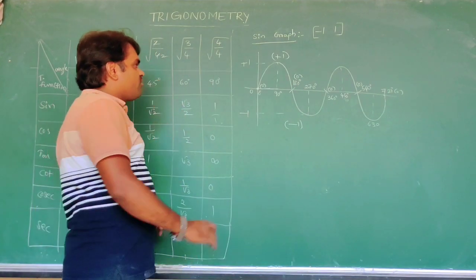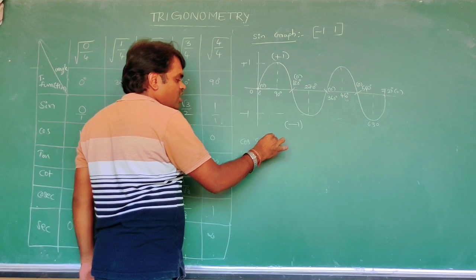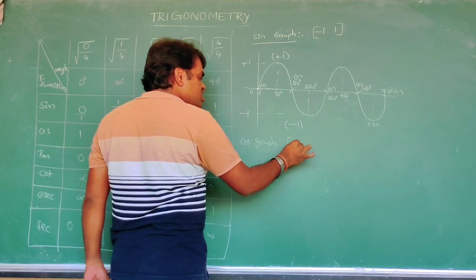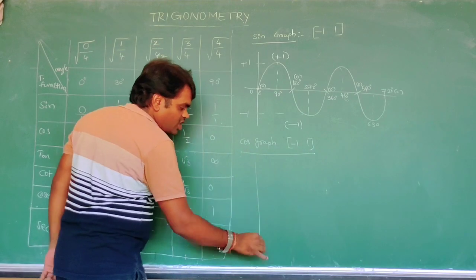Now the cos graph, we are understanding the cos graph. Cos will also change between minus 1 and plus 1. Then the cos graph.